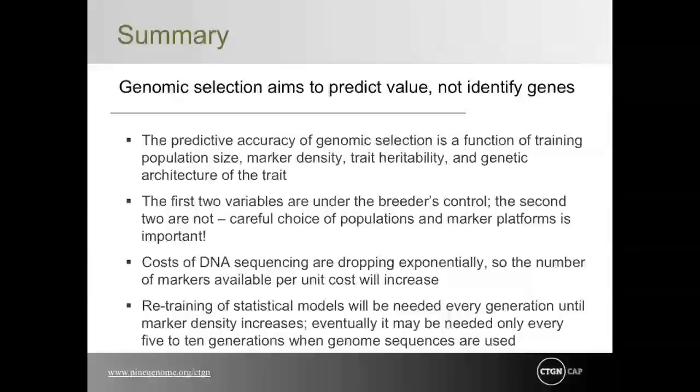Changes in DNA sequencing technology will have profound impacts on the cost of genotyping, and experiments that are not possible today are likely to be not only possible, but very cost-effective within a few years. Eventually, breeding programs will be able to exploit complete genome sequence information, which should lead to very powerful and accurate statistical models that will be useful for multiple generations.